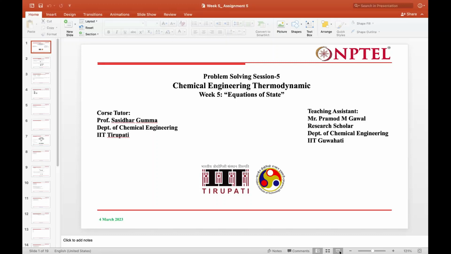So in the previous session we saw some thermodynamic properties and their relationship with each other with the help of the Maxwell equations and the mnemonic diagram. So today we will see the equation of state.